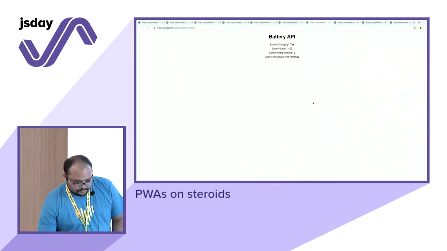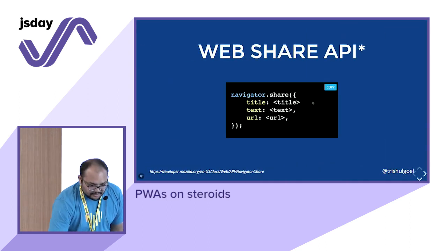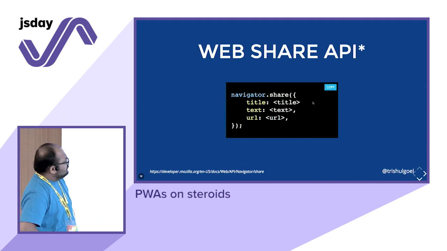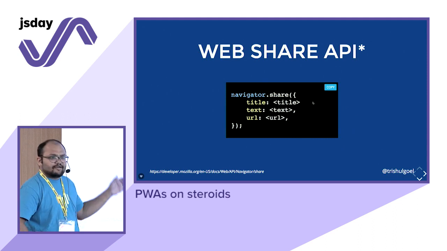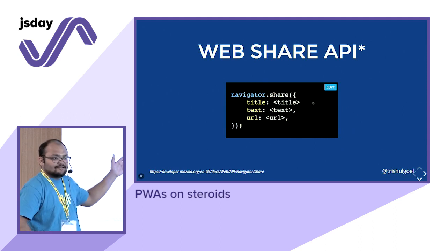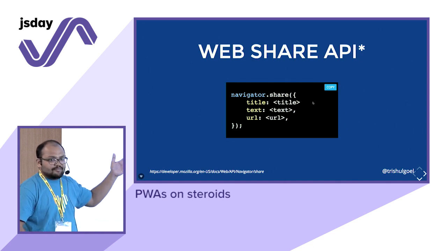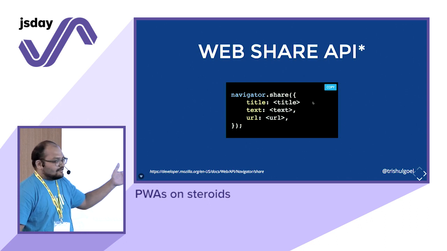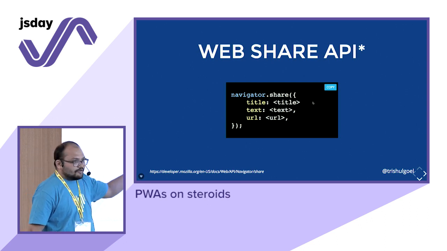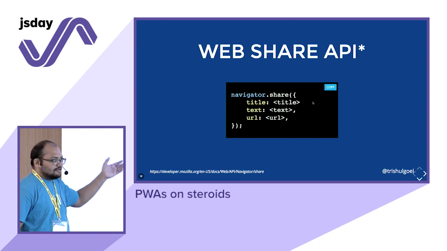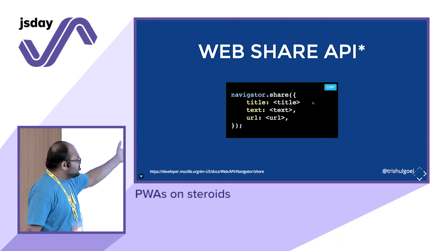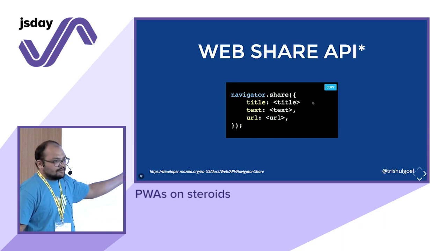And coming back here, don't you think it's really simple, right? It's one of the simplest APIs I have ever seen. It's navigator.share. You don't even have to explain to anyone what it does. Navigator.share. You have a title, you have a text, you have a URL.